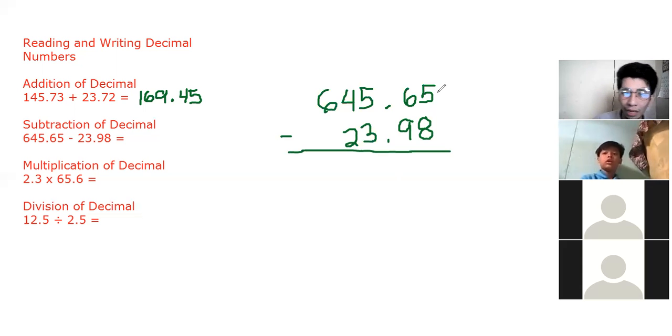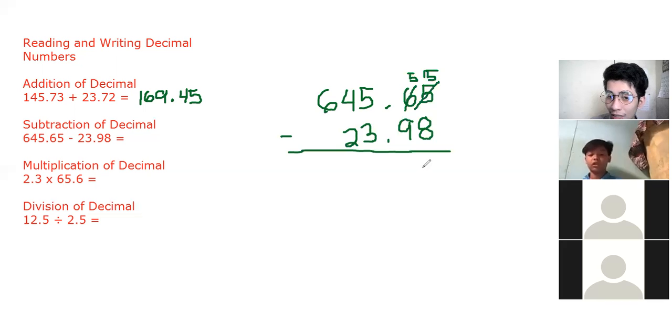So, for example, like this one. 5 minus 8 cannot be. So, we're going to borrow 1. Si 5 magiging 15. Bago si 6 magiging 5. Diba? Kasi nag-borrow 1 tayo kay 6. Naging 5 na lang si 6. So, 15 minus 8, this will be 7.